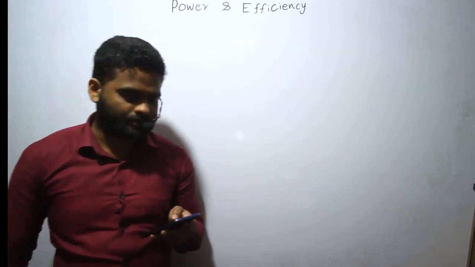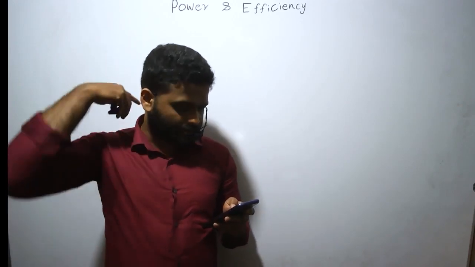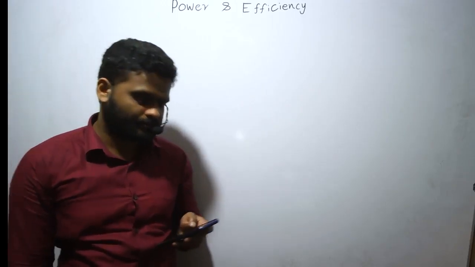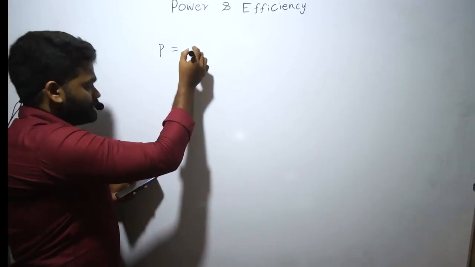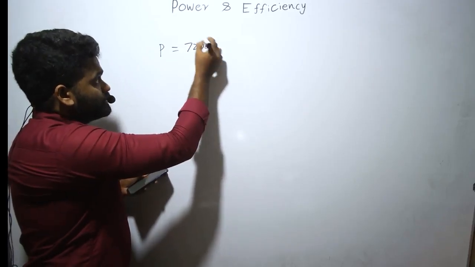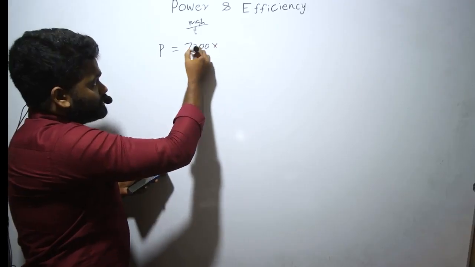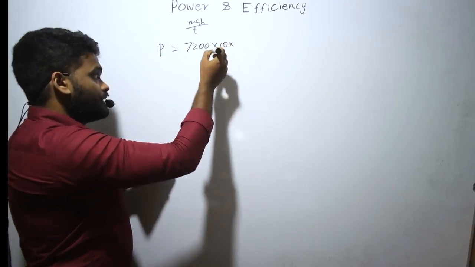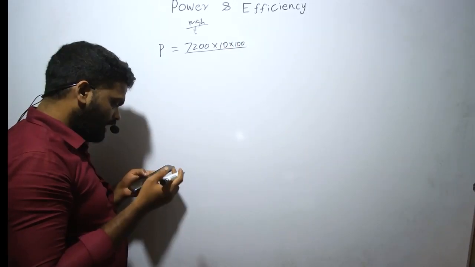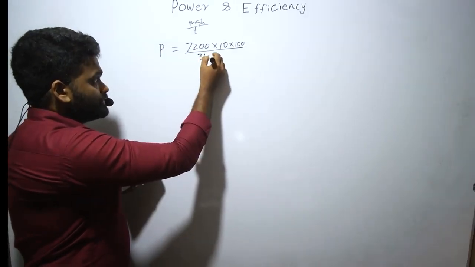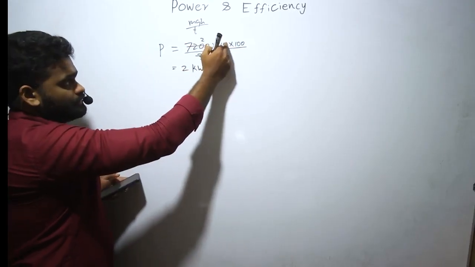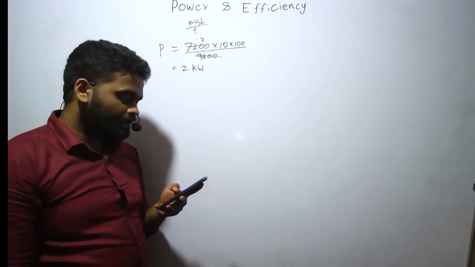Right, 11th question. A pump with efficiency 50% lifts a mass of water 7200 kilograms in an hour to a height of 100 meters. So let's first find the power. I'm using mgh divided by time. Mass is 7200, g is 10, height is 100 meters, within an hour. An hour means 3600 seconds. So you get 2 kilowatts, 10 to the power 3 times 2.